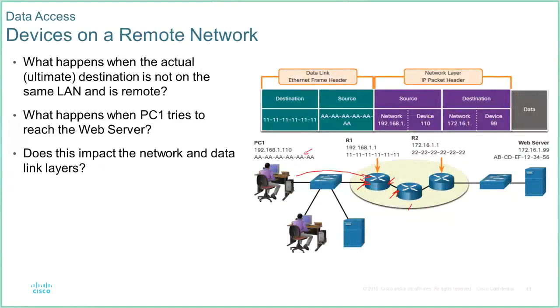The IP header doesn't change. These change each hop. That becomes the source, that becomes the destination, that's the source, destination, source, destination. Only at layer 2. So the layer 2 information is per hop, and layer 3 is final, the overall.